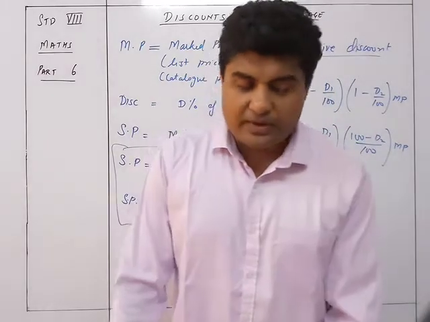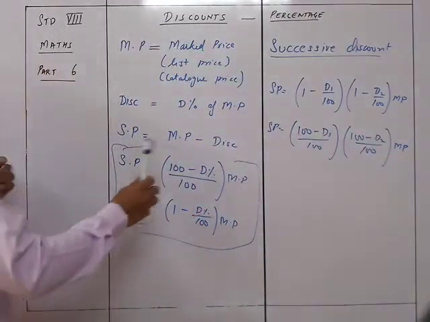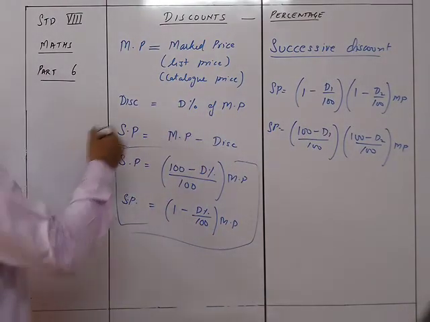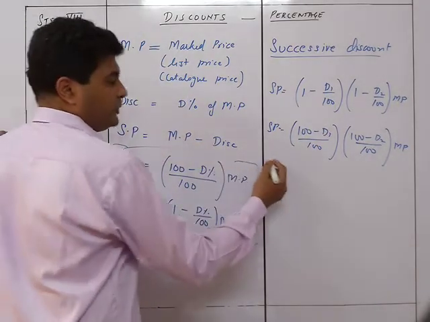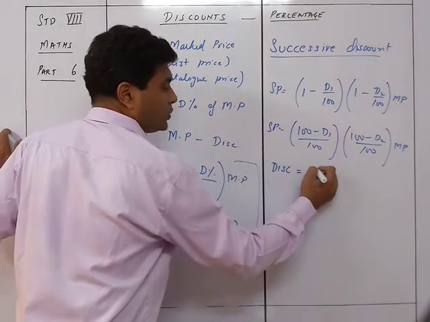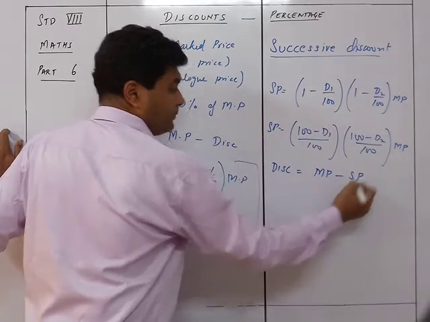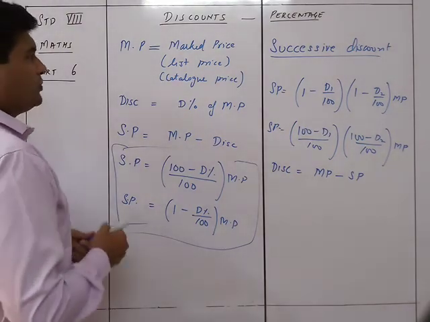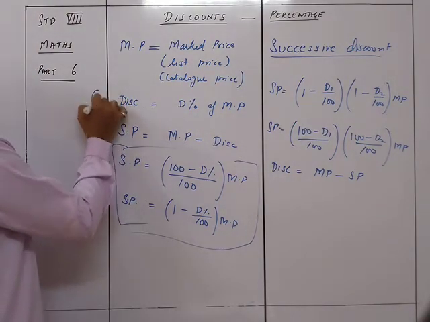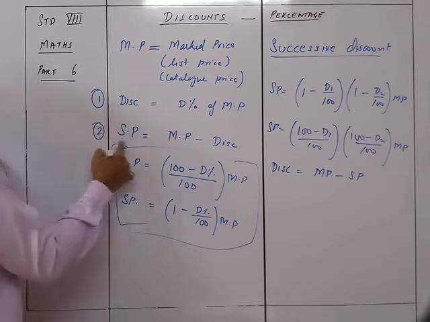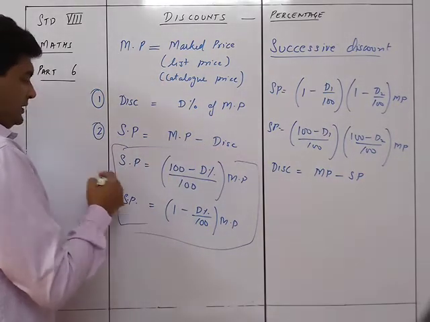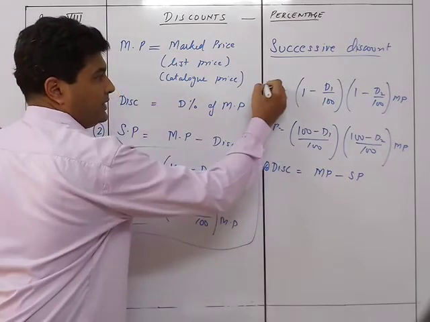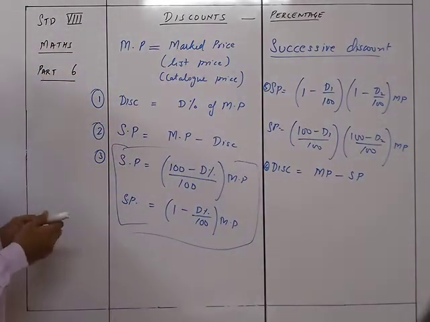So we can also write over here that discount is equal to discount percent of MP, and if I know the MP and SP, then discount is also equal to MP minus SP. Mark price minus the selling price is the discount. So the number of formulas we have: the first formula is over here, the second formula is SP is equal to mark price minus discount, and the third formula is over here, the fourth formula is here, and the fifth formula is this one. So there are 5 formulas which we are going to have over here.